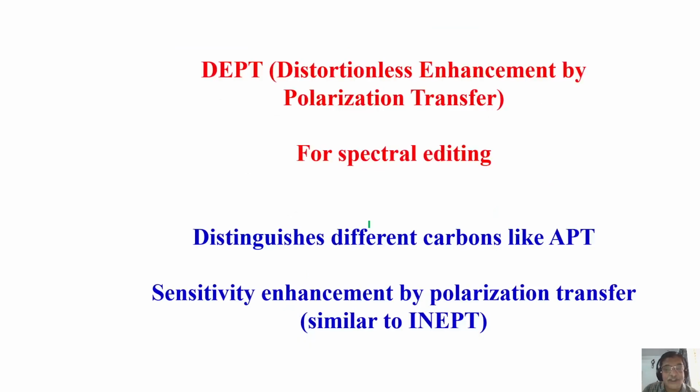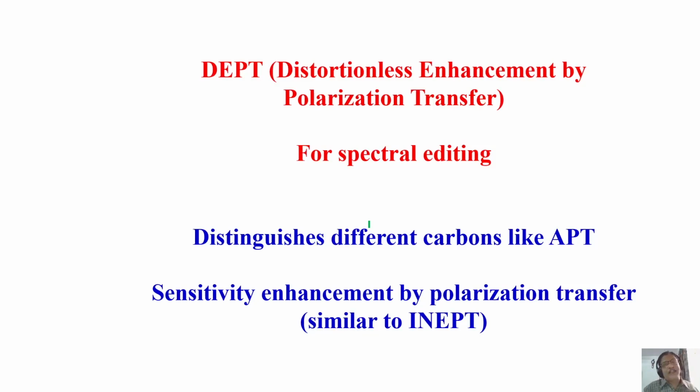So now as an extension of this, I discussed about DEPT. You know what is DEPT? Distortionless enhancement of polarization transfer for spectral editing. The advantage of DEPT is it distinguishes carbon like APT, which I discussed. At the same time, this is a sensitivity enhancement. Sensitivity enhancement comes because of polarization transfer similar to INEPT. This combines benefits of both the type of experiment. So this is most advantageous.